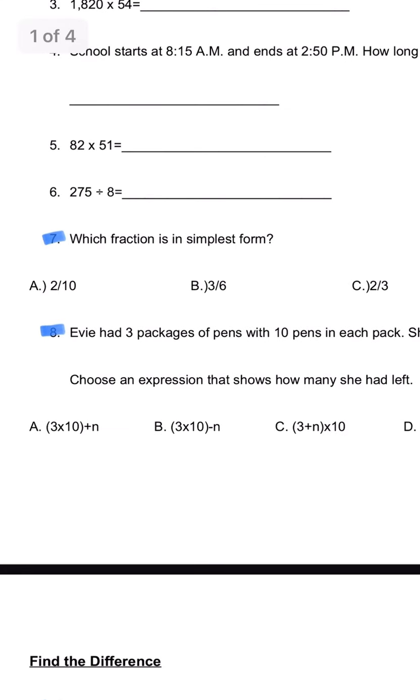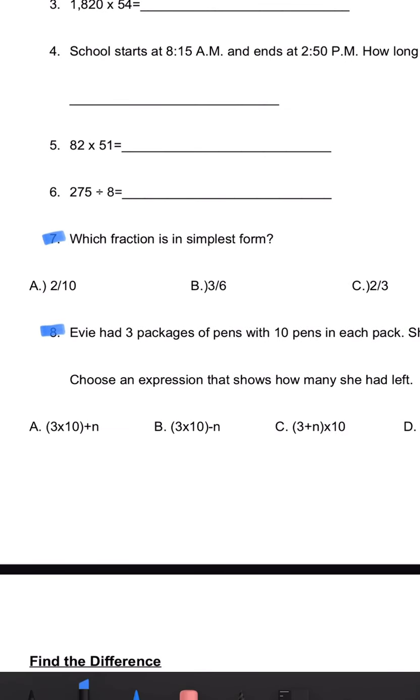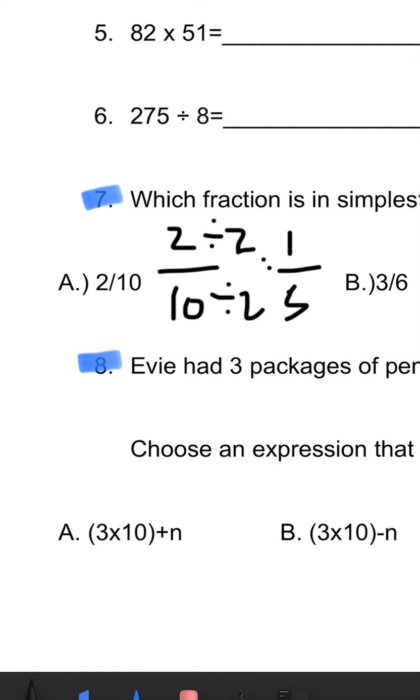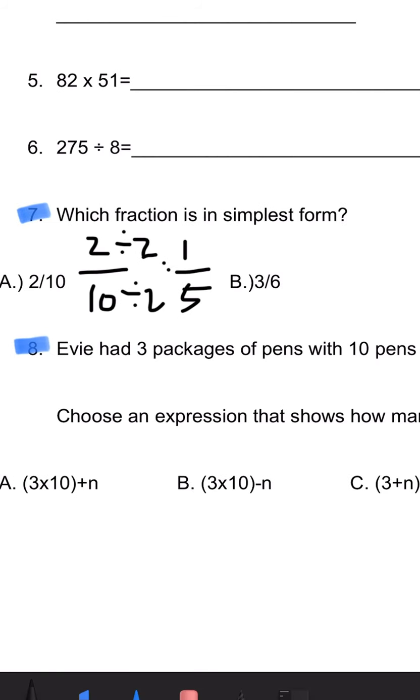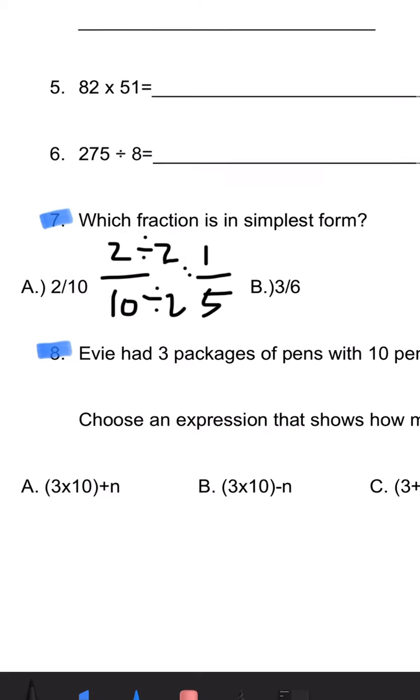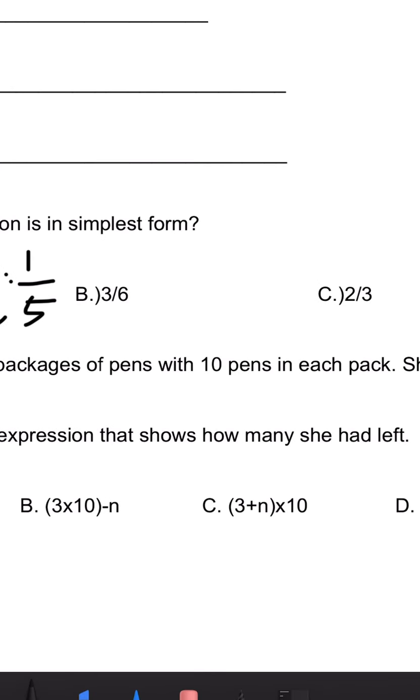So number 7 is asking which fraction is in simplest form. So we'll just go ahead and check each fraction. 2 over 10 is not in simplest form because you can divide both top and bottom by 2 in order to get 1/5. Again, simplest form is trying to get to the smallest fraction possible. So answer choice A is not in simplest form.